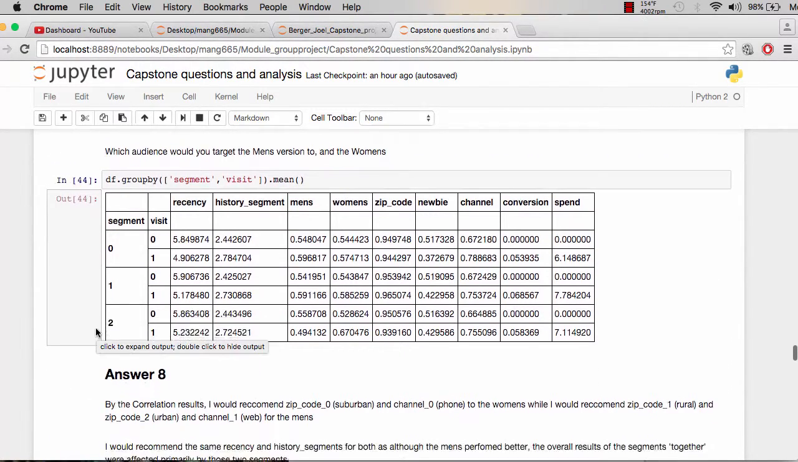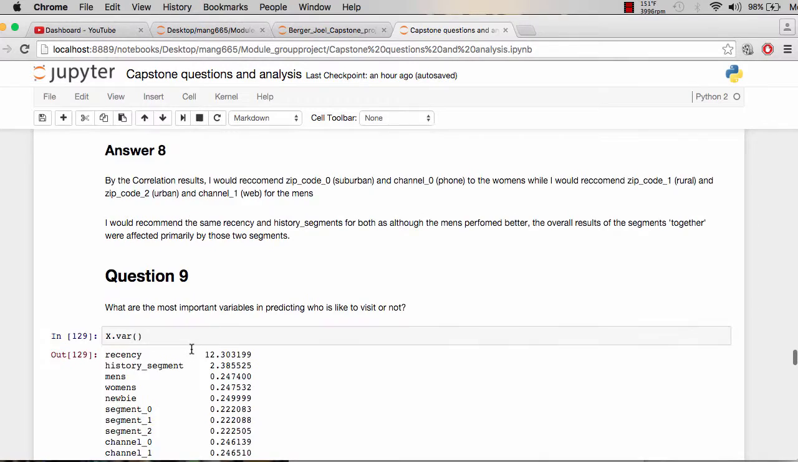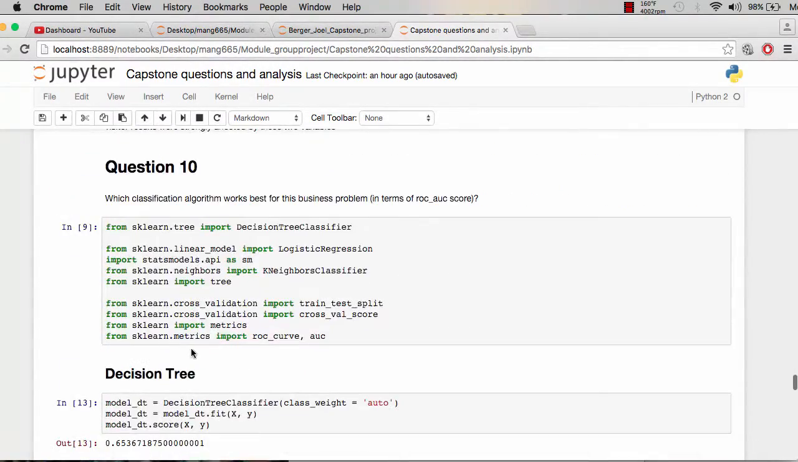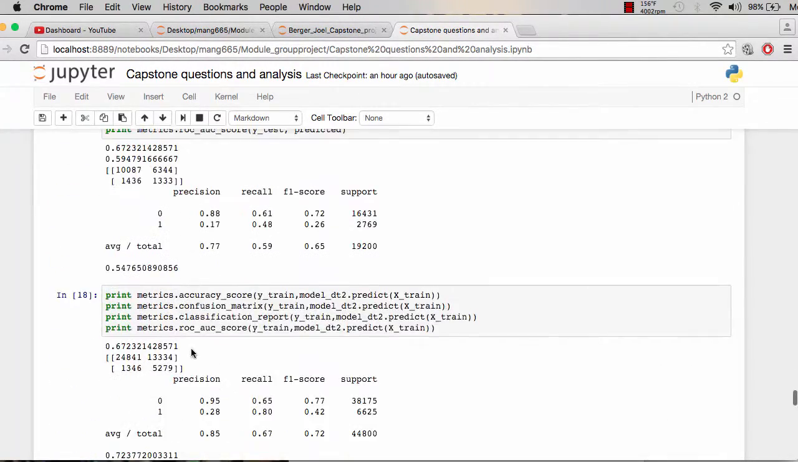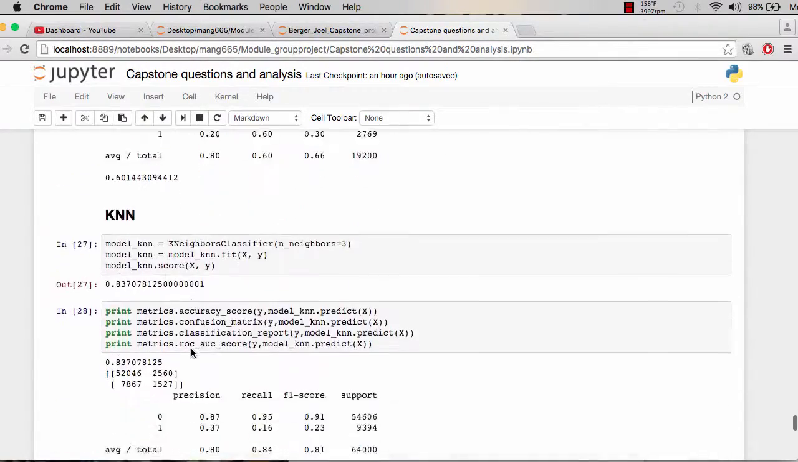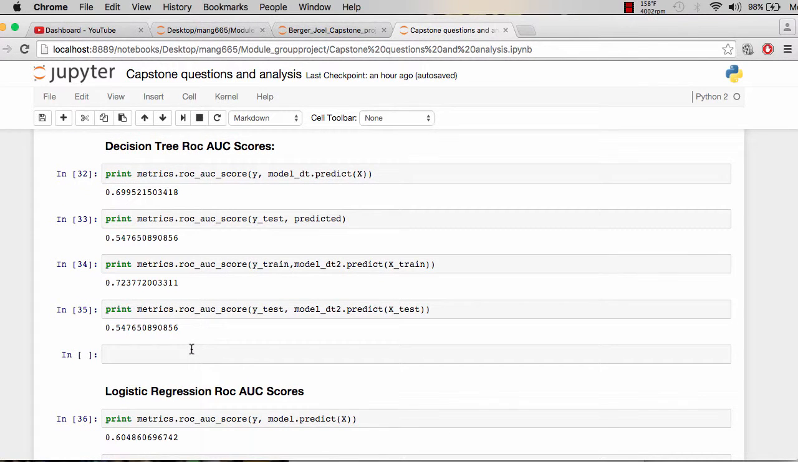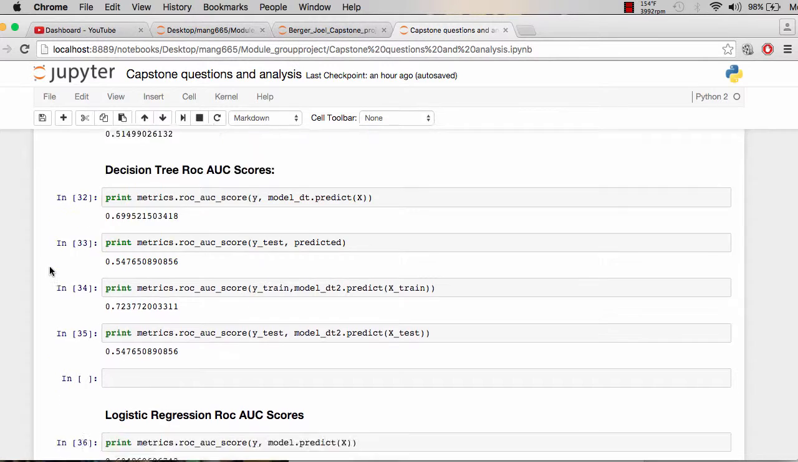Question 8, which audience would I target the men's to? As you can see here, I would base it on correlation results and the recency and history segment. Question 9 is what I showed you earlier, just the important features of the variables. Then question 10, for class prediction algorithms, I did decision tree, tested sets, logistic regression, and KNN. Out of the totals, the best score came from the X-train set for the decision tree ROC, which was 72%, which in general is a pretty good model for this kind of problem.